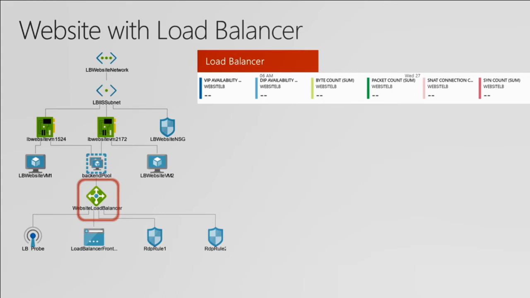So now, let's see what we can do over here in terms of metrics. We have VIP availability, that was what you saw. We have DIP availability, byte counts, packet counts, SNAT connection counters, SYN counts. So you've got all that information coming over here.